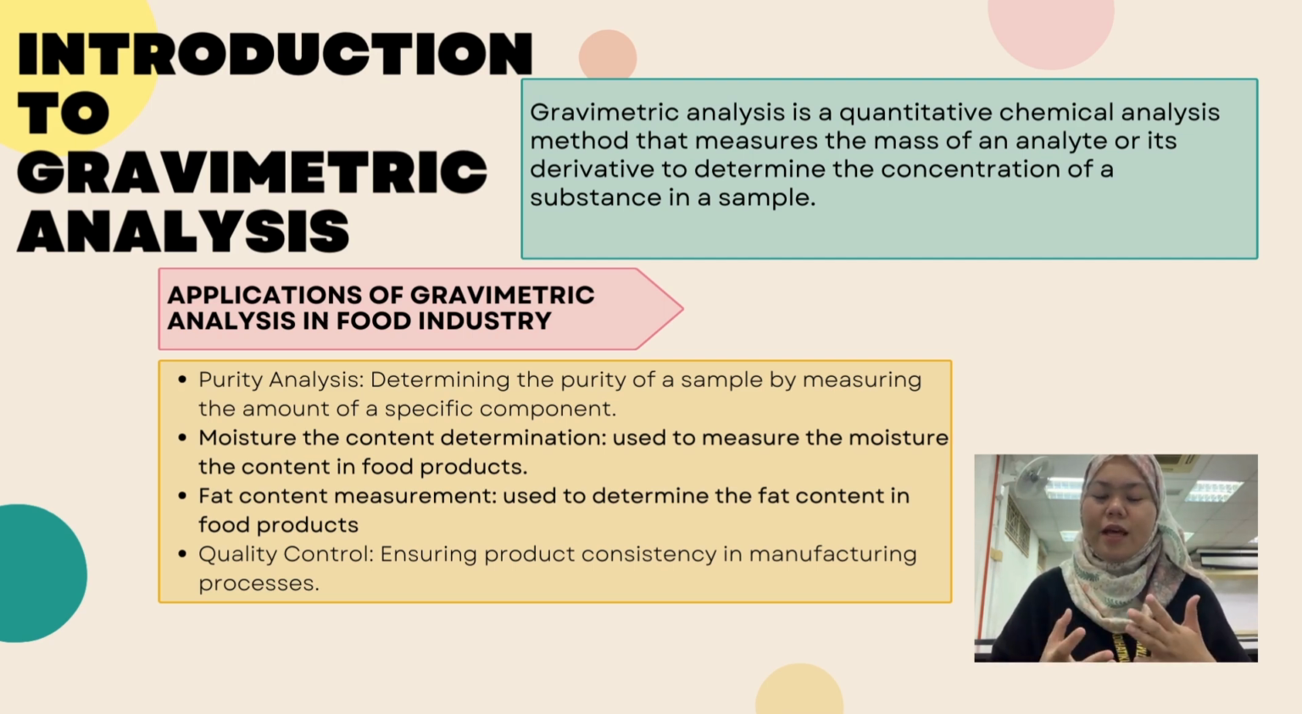There are some applications of gravimetric analysis in the food industry. First is purity analysis, where we determine the purity of a sample by measuring the amount of a specific component. Then also moisture content determination, where gravimetric analysis is used to measure the moisture content in food products. Also fat content measurement, used to determine the fat content in food products. And also quality control, where we ensure product consistency in the manufacturing process by using gravimetric analysis.